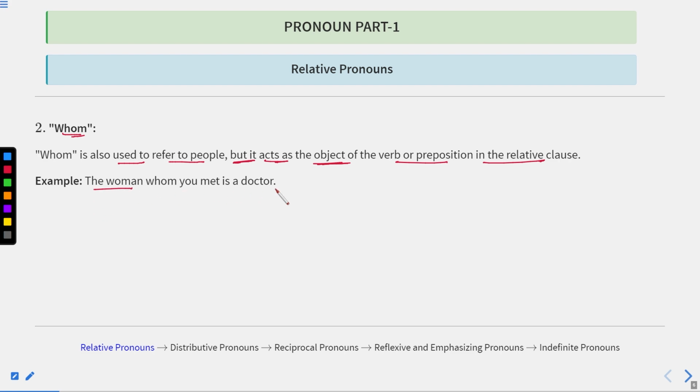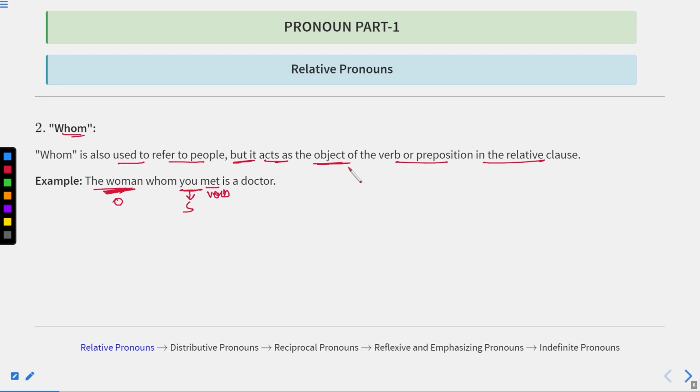The woman whom you met is a doctor. Now here, which action is going on? That is met, and met is a verb. And who is performing this action? You. So you is actually the subject. And you met whom? You met the woman. So woman is playing the object over here. This human is playing the role of object over here.